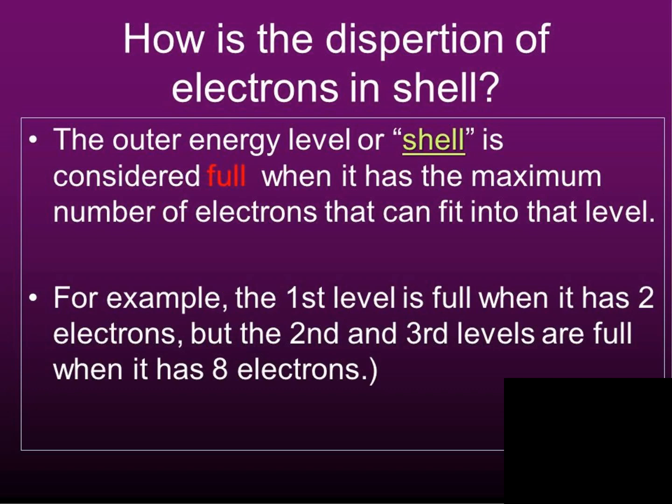For example, the first level is filled with 2 electrons. Second shell with 6 electrons. Third shell with 10 electrons. Fourth shell with 14 electrons.